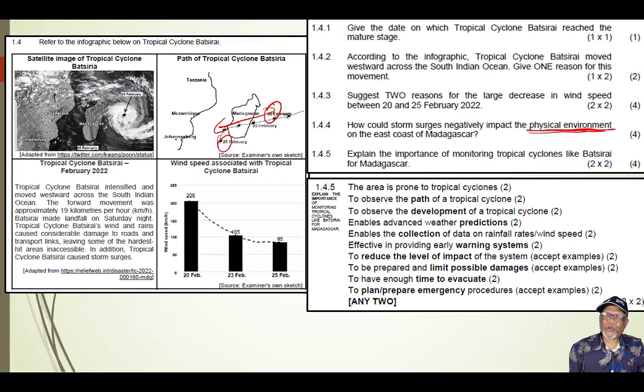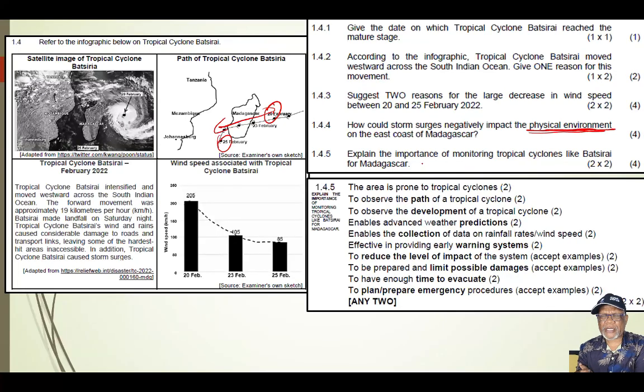Now, we have already spoken about the impact on the physical or natural environment, so we are not going to go back and look at that. We said it causes soil erosion. We said it destroys natural vegetation. The same answers that you give for mid-latitude cyclone, you are also going to give for tropical cyclone, because the clouds are the same there. They are cumulonimbus clouds.